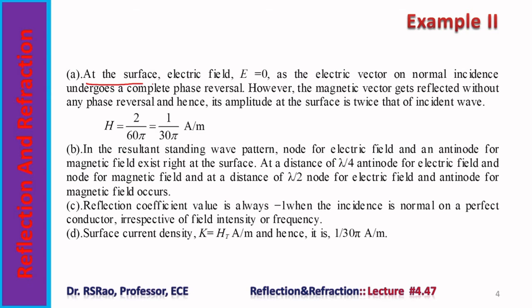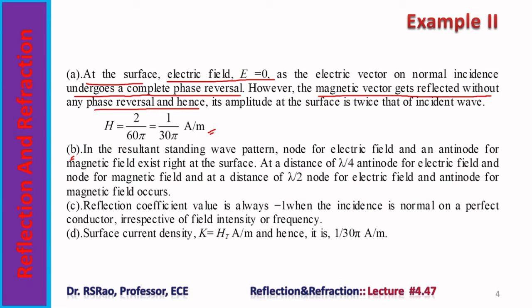At the surface, electric field is 0 because of node formation. As the electric vector on normal incidence undergoes complete phase reversal, it forms a node. At node, field is 0. However, the magnetic vector gets reflected without any phase reversal. So superposition between them happens in a positive direction. So amplitude becomes double. So H equals 2 by 60 pi. It is 1 by 30 pi amperes per meter.